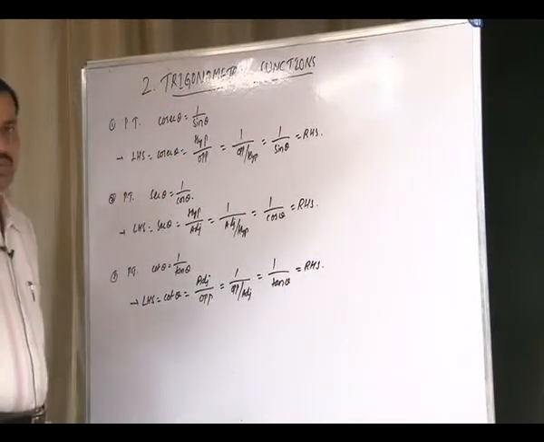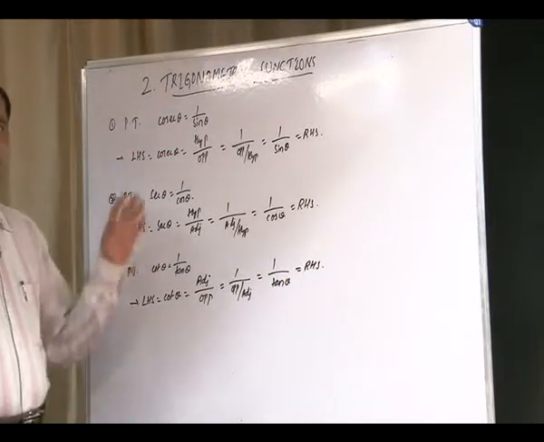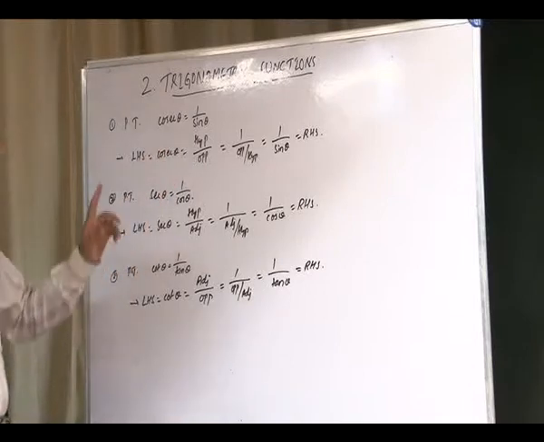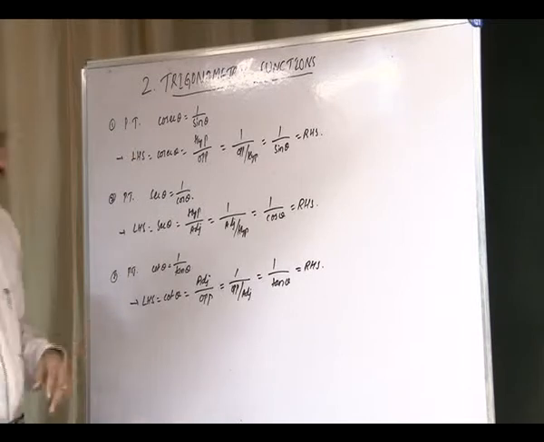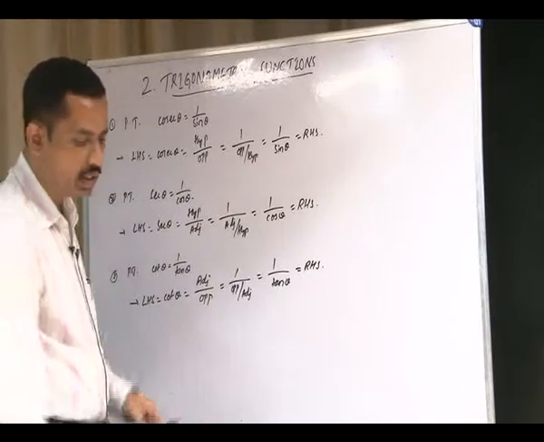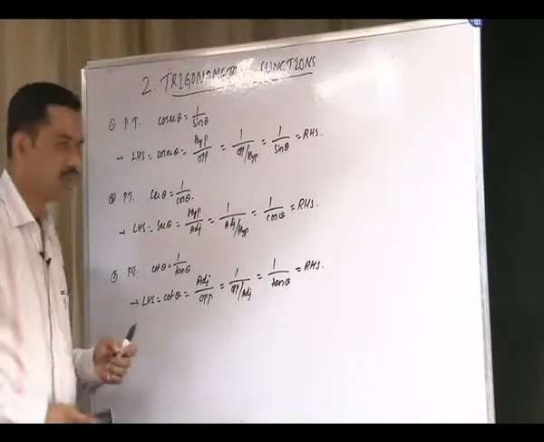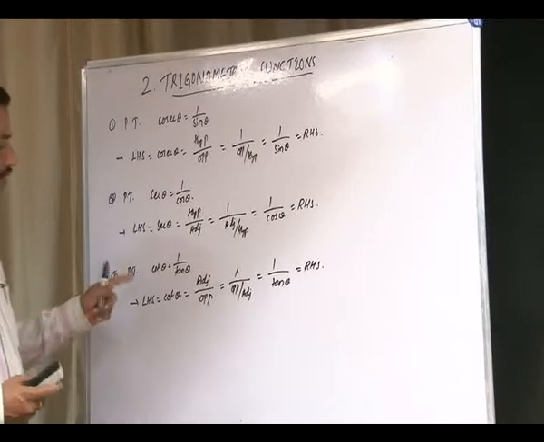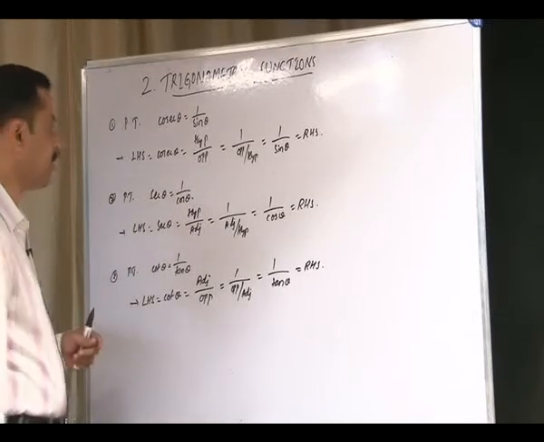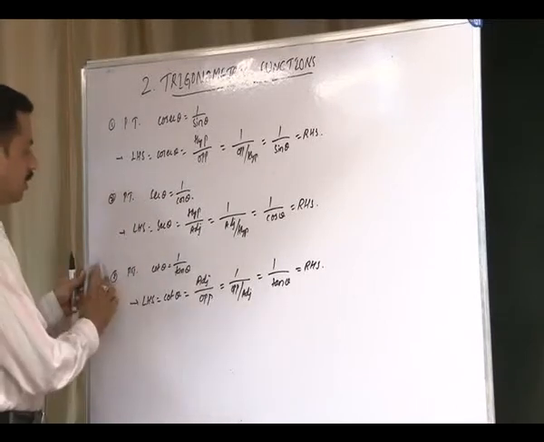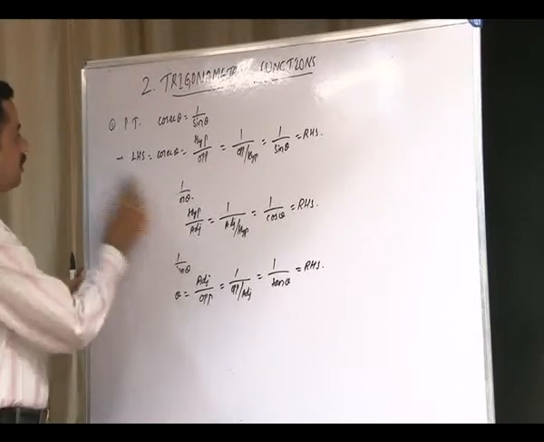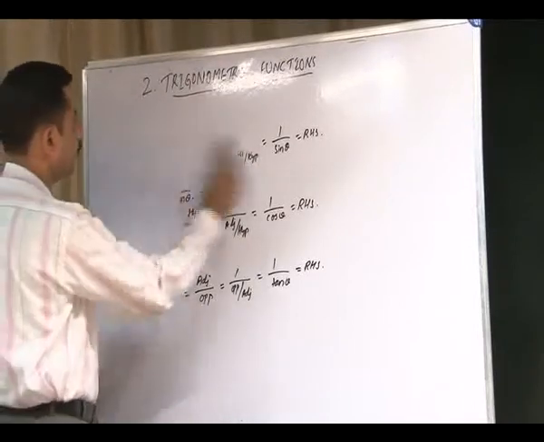So, like this you can prove reciprocal relations very easily, by using the definitions itself. First one is cosecant theta is equal to 1 by sin theta, second one is secant theta is equal to 1 by cos theta, and third one is cot theta is equal to 1 by tan theta. These are the reciprocal relations.